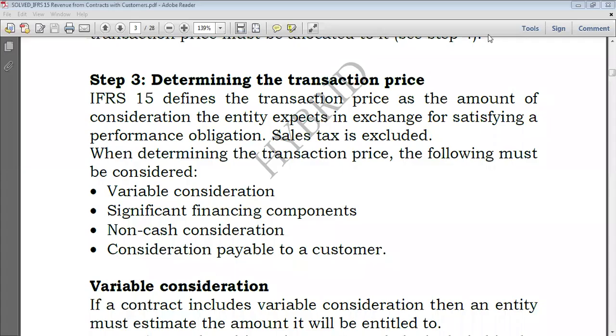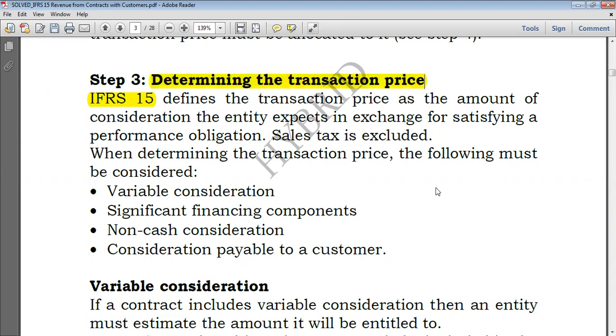Hello, and now we proceed with step number 3 of IFRS 15, revenue recognition from contracts with customers. As just stated earlier, first of all, you have to check whether a contract exists. The second step is to identify your performance obligations. Now, after having done that, the third step is to determine the transaction price.